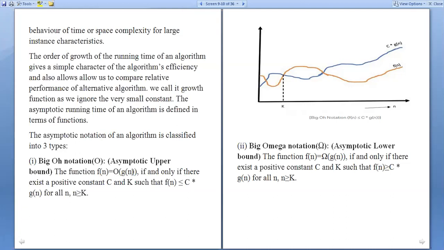f of n is big O of g of n if and only if there exist positive constants c and k such that f of n should be less than or equal to c multiplied by g of n, that is, a constant multiplied by g of n, for all n greater than or equal to k. For all the n values, f of n should be less than or equal to c star g of n. What is n here? N is the size of the input.